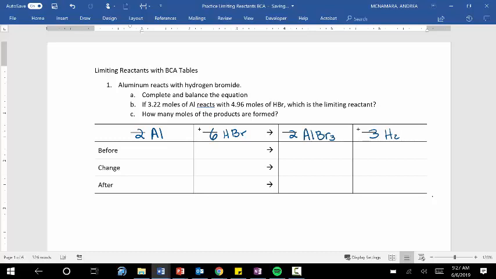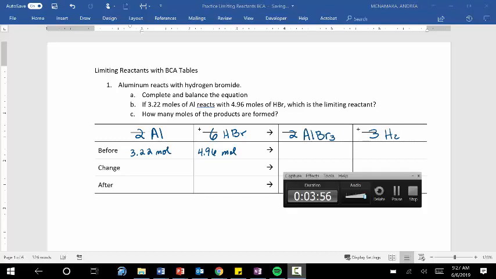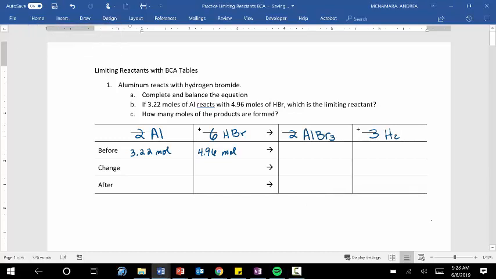The problem says if you have 3.22 moles of aluminum, so 3.22 moles of aluminum, and it's going to react with 4.96 moles of hydrogen bromide. They want to know, first off, which of these is the limiting reactant. So which is going to run out first. And then part C is asking you how many moles of the products are going to form. Okay, so to do that, we need to find out how many moles of the product are going to form, starting with each of the reactants that we were given.